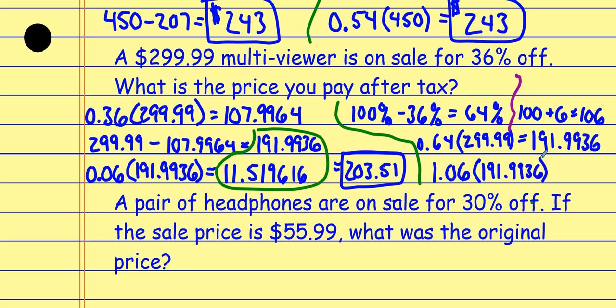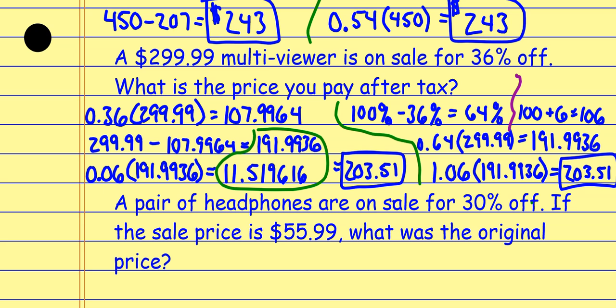191.996. And that's going to give me the 203.51. Okay? It gives me the same value with technically a lot less work, because here's the thing.